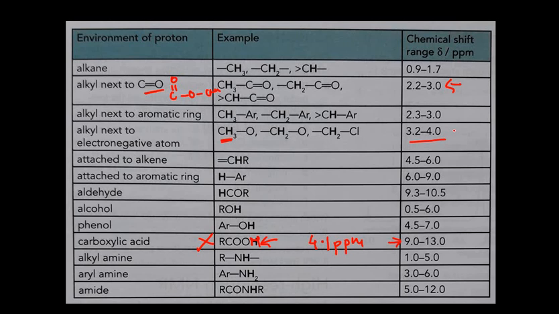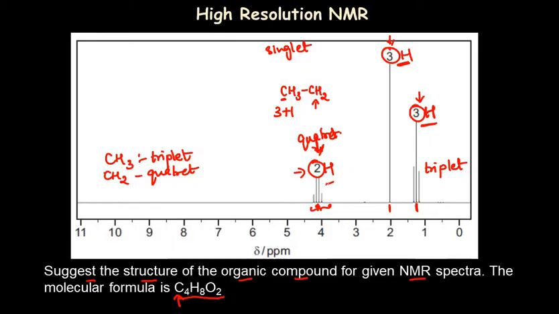Now let's have a look at the table again. As we can see, the quartet had a range of 3.2 to 4, so this should be bonded to the oxygen atom directly. This shows that the two protons responsible for this peak should be directly bonded to oxygen. So this is how an ester structure should be. As I have erased the other part so that the diagram doesn't become too messy, let me draw again a CH3 bonded to a CH2 group which is directly bonded to oxygen.